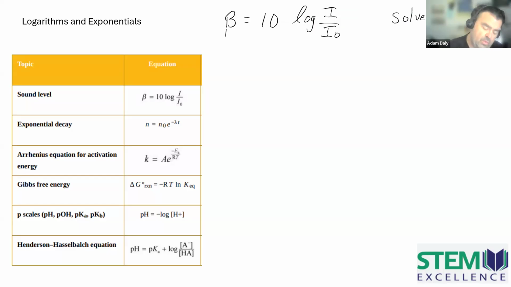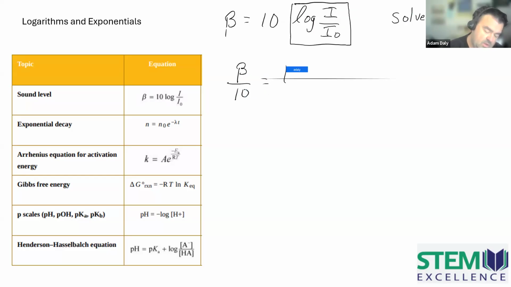And the first thing we want to do is clear every constant from the side of the equation that has the logarithm. So we go beta divided by 10 equals log I over I0. Okay, now let's keep in mind that this is log base 10. And so now we say, well, how do we solve for I?